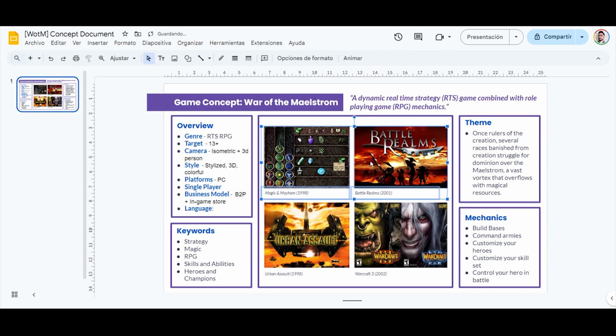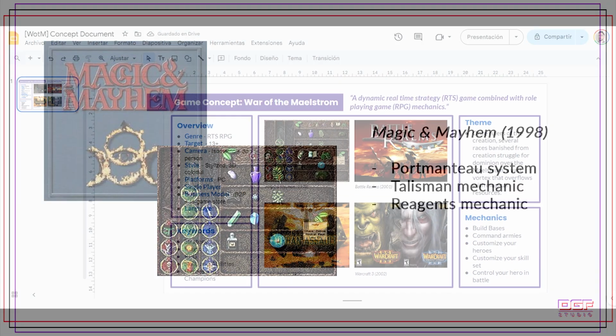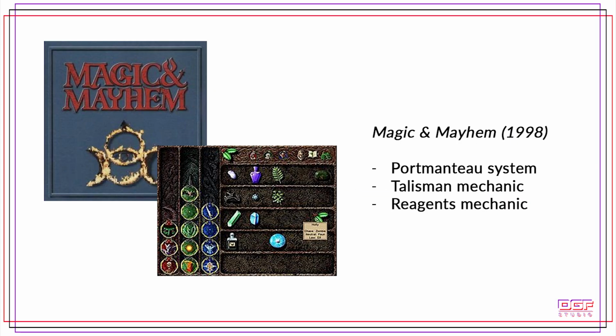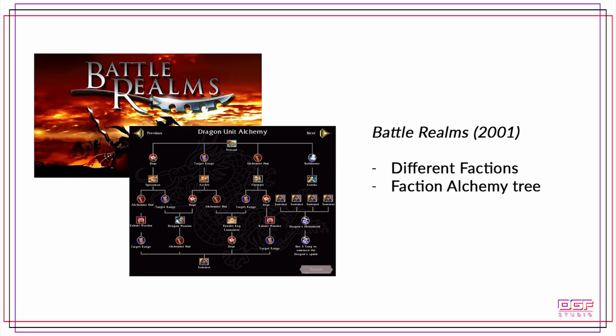But I said we should explain the references. Because I only have 4, I have some room to tidy up and add a little more text. Magic and Mayhem, because of the portmanteau system, which includes the talisman and regions mechanic, this design was beautiful. The game is worth it just for this system. Then we have Battle Realms, because of its unique alchemy tree for training units. I'd like a similar mechanic for training my heroes. This is a great game that died under the shadow of Warcraft 3.